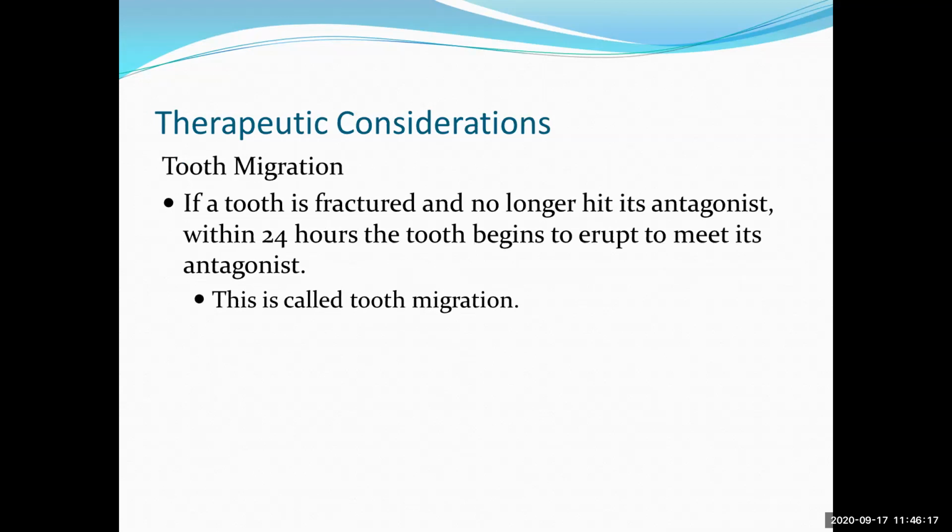Tooth migration. If the tooth is fractured and there's no tooth next to it to chew with, as early as 24 hours, that tooth can begin to migrate. So when a patient loses a temporary crown, for example, it comes off, you want that patient to come in as soon as possible to get that temporary placed back in, because that super eruption is going to take place within 24 hours. And by the time the patient 2 days later comes in to get that permanent crown seated, that occlusion is going to be way off.